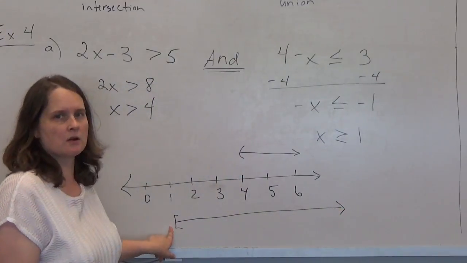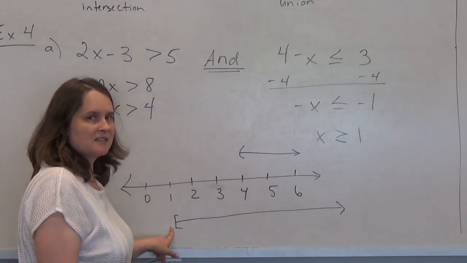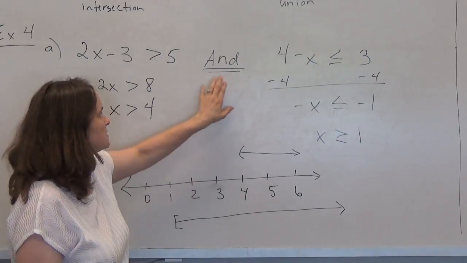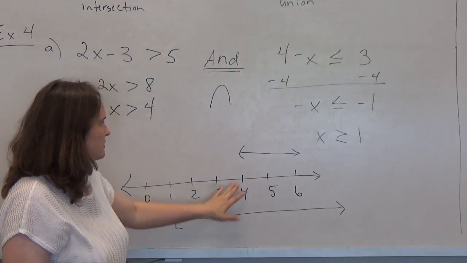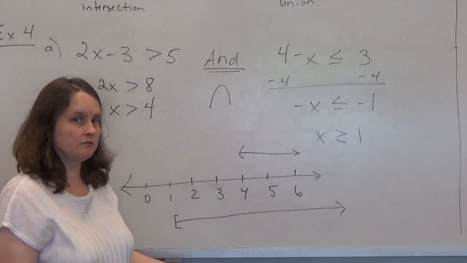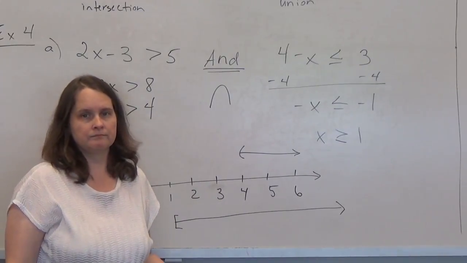So that's x greater than or equal to 1. The reason I did not put them on the graph yet is because I still need to take into account what operation I need to use. And it's telling me to do the intersection. So if I take the intersection of these two individual pieces, where does my final answer need to fall? Think about that for a moment. Pause the video.